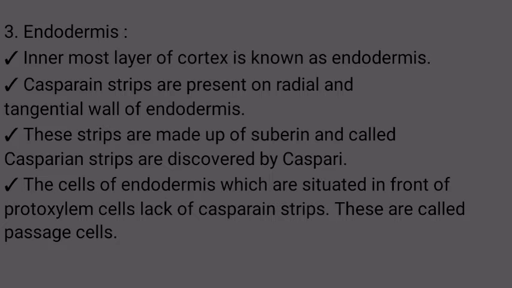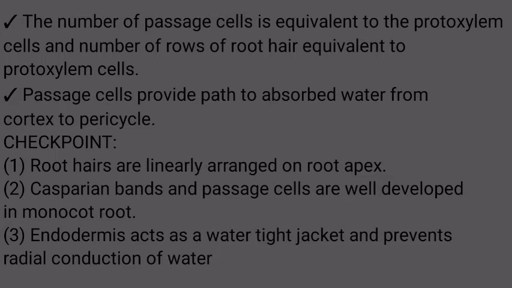Most of the endodermal cells are suberized, forming Casparian strips. Some of the endodermal cells which are situated opposite to protoxylem lack suberin. These cells are called passage cells. The number of passage cells is equivalent to the protoxylem cells, and the number of rows of root hair is equivalent to protoxylem cells. Passage cells provide a path for absorbed water from cortex to pericycle.